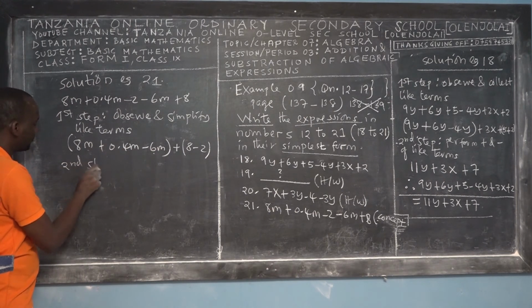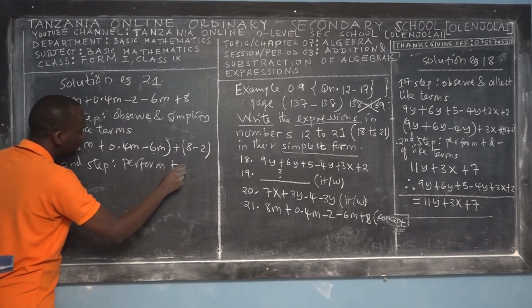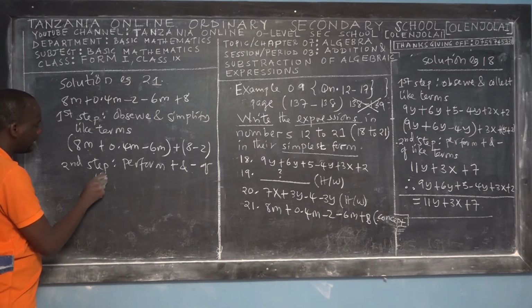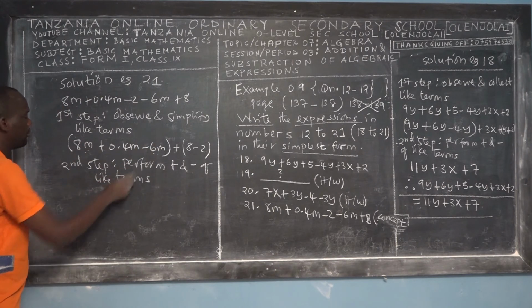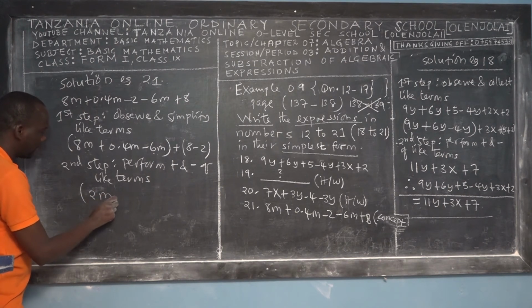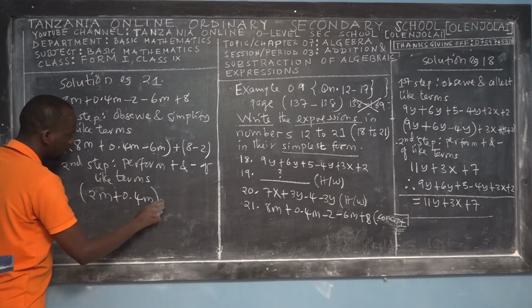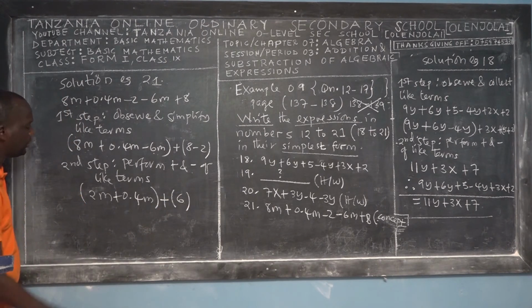So in the second step, we say perform addition and subtraction of like terms. 8m minus 6m is 2m, right? So it means we'll have 2m plus 0.4m. Then plus 8 minus 2, which is 6.